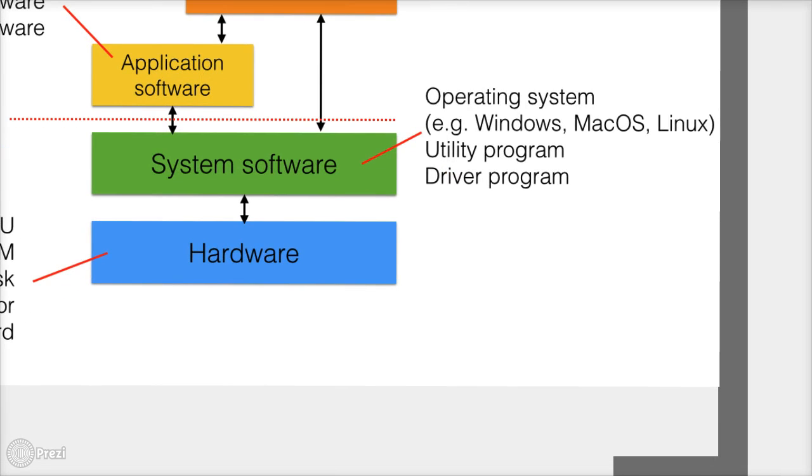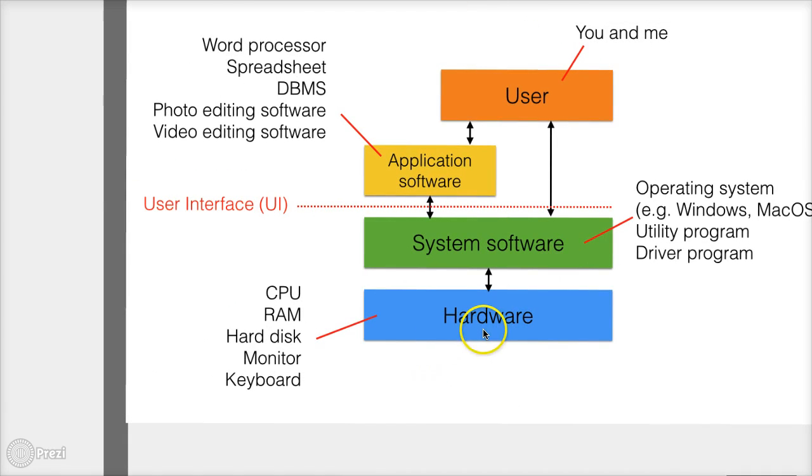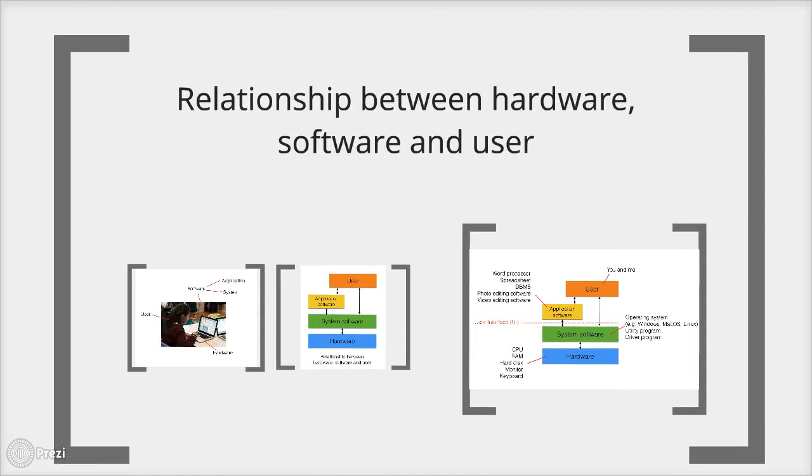So below the system software will be the hardware. Actually we have talked about this in the previous chapter. For example, the CPU, the RAM, the hard disk, the monitor, and the keyboard. All these are the hardware of the computer. So you can see the system software will be the layer between the user and the hardware. It shields the user from knowing the complexity of the hardware of the computer. So this gives us the full picture of the relationship between the hardware, the software, and the user.